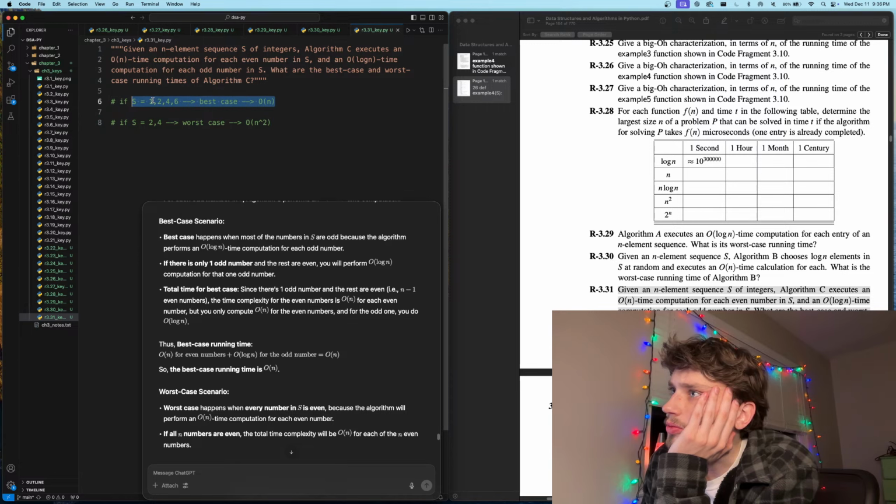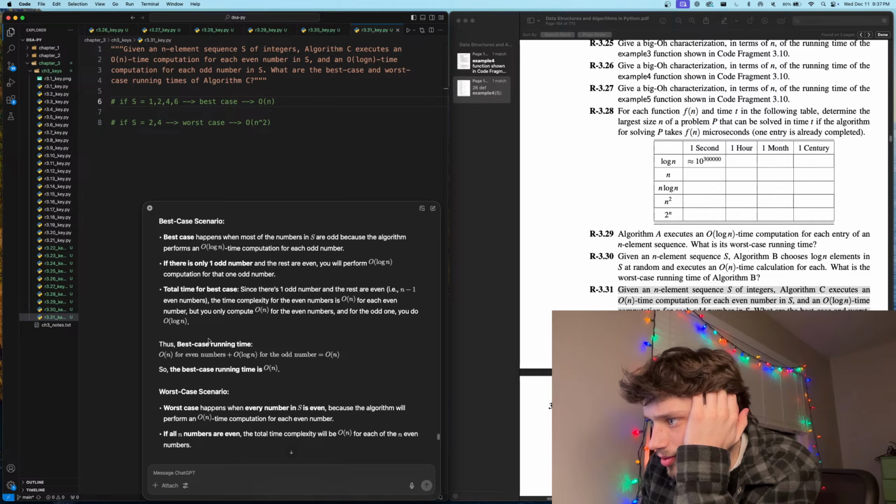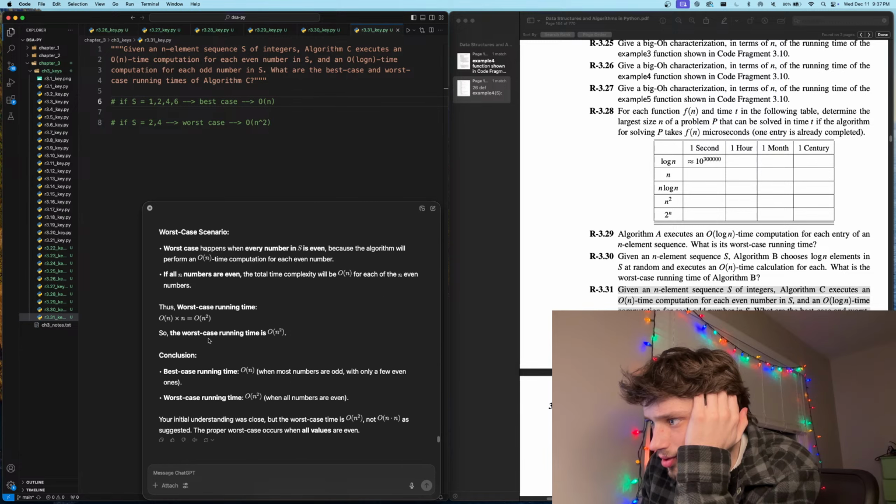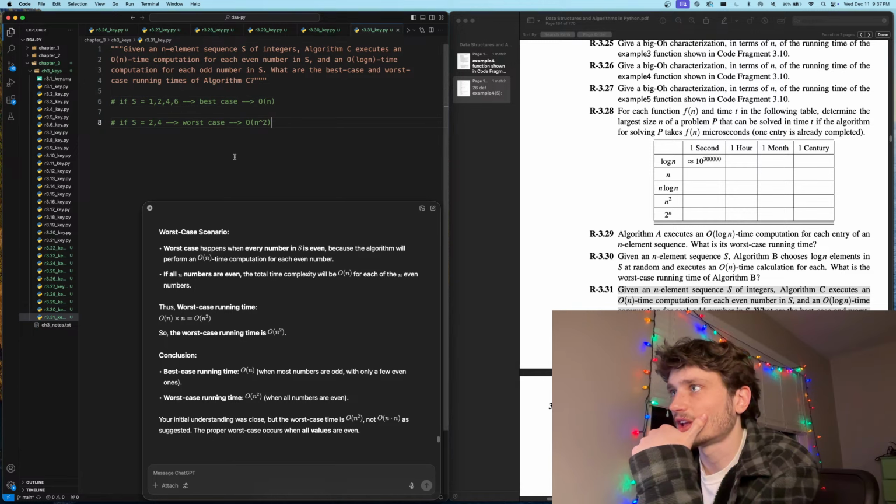you can only perform one odd number, but you're bottlenecked by the even numbers. So the worst case scenario, this is big omega of n, right? The worst case scenario is O of n squared. Okay, so we got the worst case right.